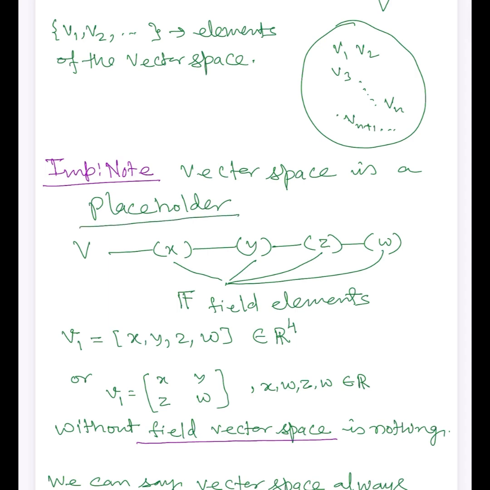An important note here: you can think of a vector space like a placeholder, like V, that is going to be holding some values. And these values will be filled by the field elements. That is why we say a vector space is defined over a field, and without a field a vector space is nothing. You got my point or not? So we have to fill it with field elements, and in our case the field is the real field. We are going to fill it with real numbers.